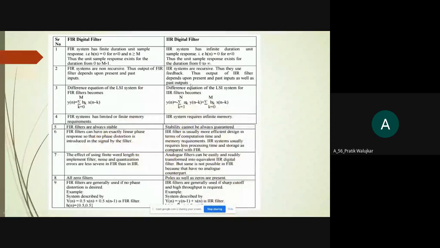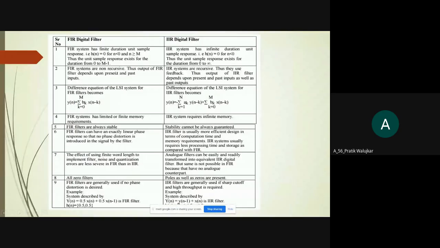So this is the last point, the difference between the FIR digital filter and IIR digital filter. First difference: FIR has finite duration unit sample, h of n equal to 0 for n less than 0 and n greater than M. The IIR, as the name indicates, has infinite duration unit sample, h of n equal to 0 for n less than 0, that is 0 to infinity.